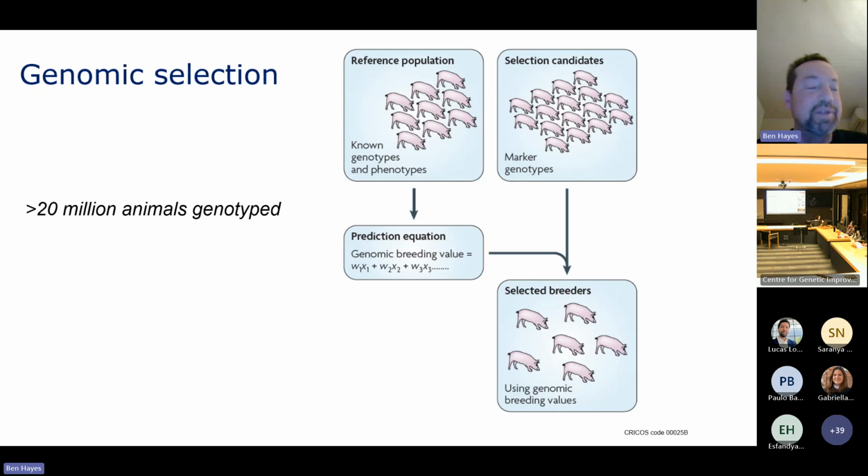There was a paper just a few weeks ago in Genetic Selection Evolution, and that paper was using a reference population of more than 1 million animals. And in some of the genomic evaluations, using more than 1 million animals is now routine. And if you look around the world and count up all the animals that have been genotyped, you quickly come to numbers like 20 million.